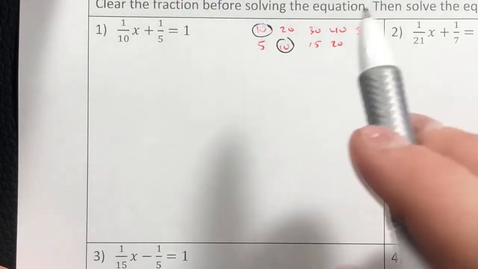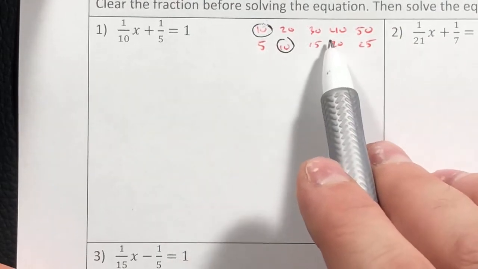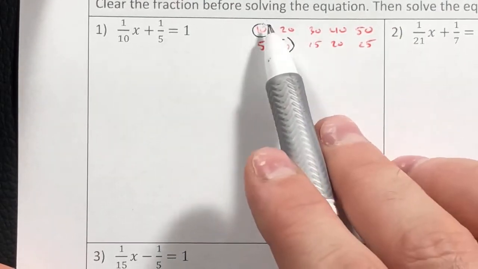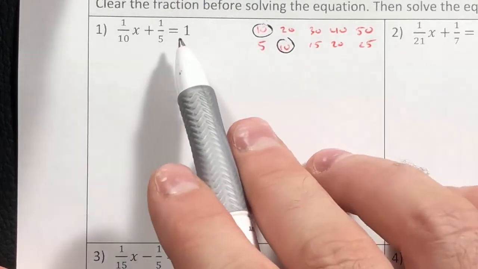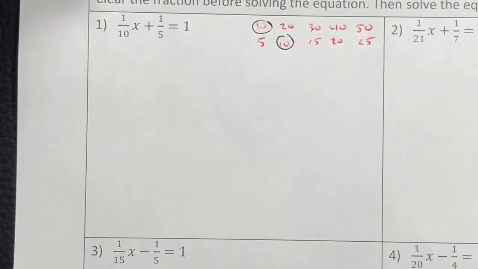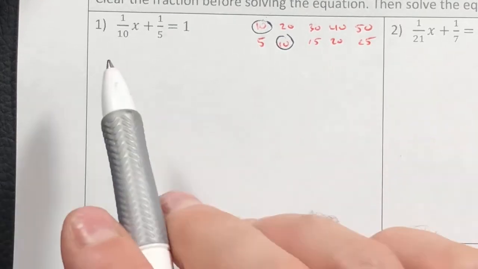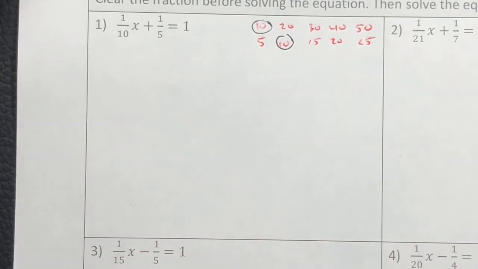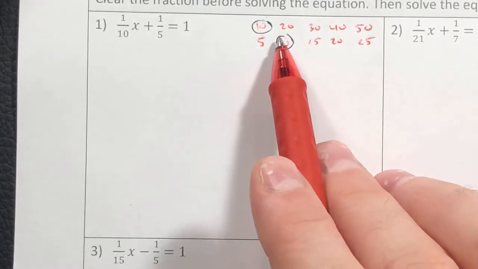Now I could do it with a 20 because I notice a 20 is in both lists and there's nothing wrong with it. But if I use a 10, it's going to keep my numbers the most manageable that I can. I could go higher, but my numbers are going to get bigger. Nothing wrong with it, it's just going to make it a little more cumbersome. So my LCM is 10.